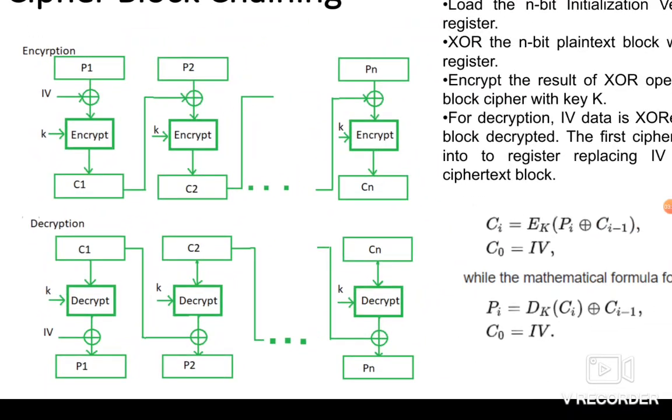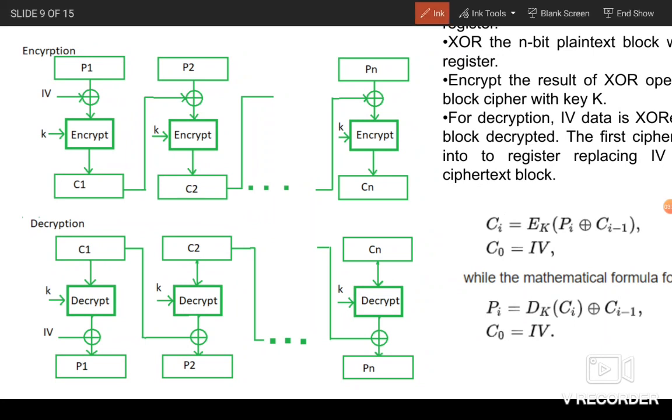So this is the diagram. Initially the plain text is divided into n number of blocks. Every time the current plain text block is XORed with the previous ciphertext block. Since we don't have any previous ciphertext block for the first block, you have to go with some random initialization vector. First time alone it is used, and for producing the second block and all, you have to chain the previous ciphertext block. So the plain text block is XORed with the previous ciphertext block and the resultant is encrypted using the key. Thus we have produced the second ciphertext block.